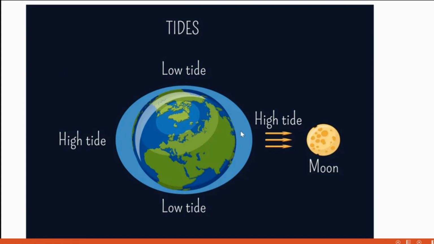Because of this pull, the region of the earth covered by ocean that faces the moon has water moving high, and that region experiences high tide. The region opposite to that point also experiences the same high tide correspondingly, but the other two sides experience low tide. So high tide happens mainly in response to the moon's attraction.